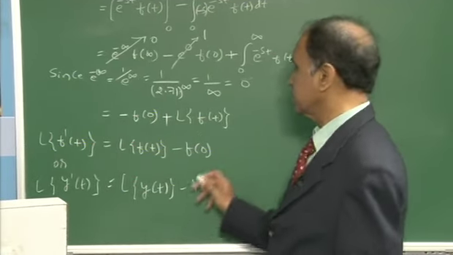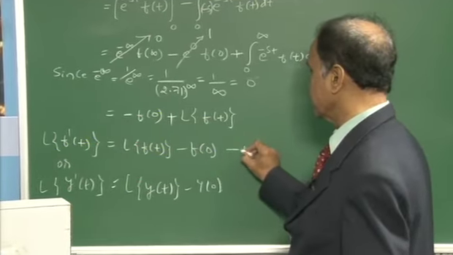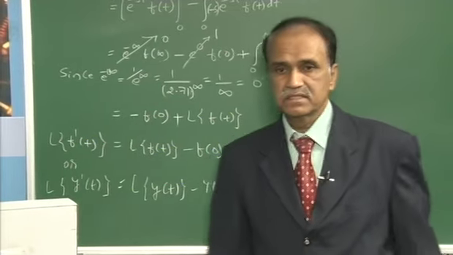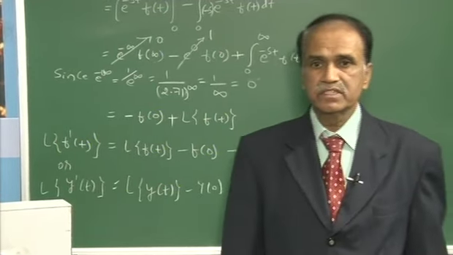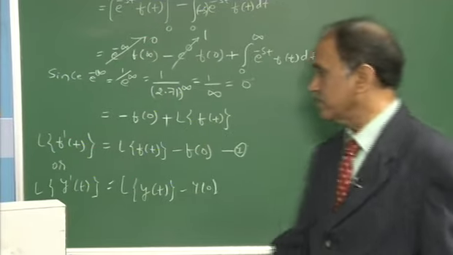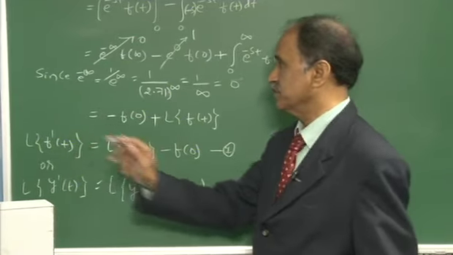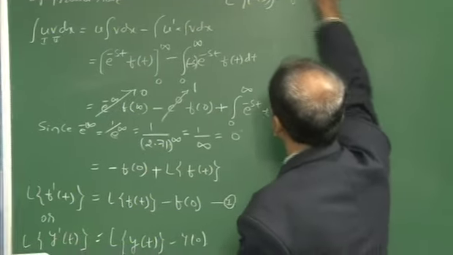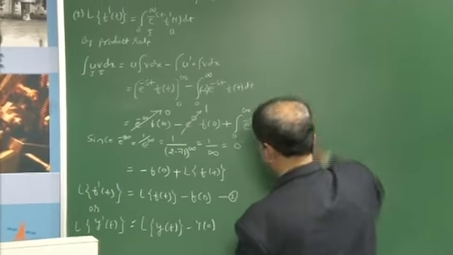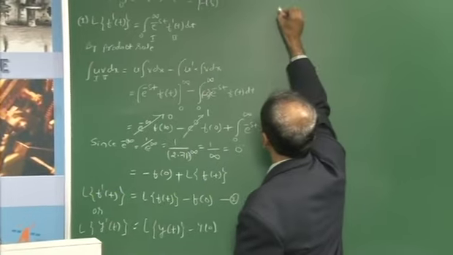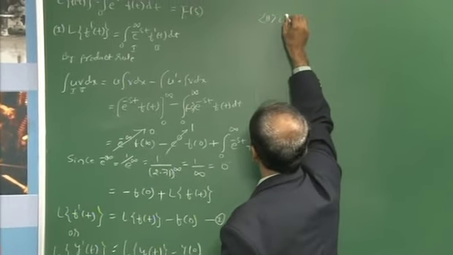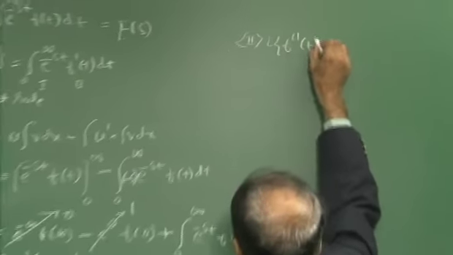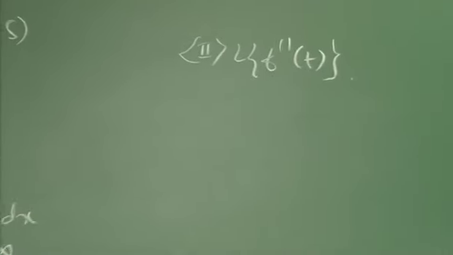So, this is the first result, which plays the role in solving the differential equations when we apply it to the first order derivative. Now, second order derivative in the same type we are going to study, that is L of f double dash of t. Second result, L of f double dash of t.